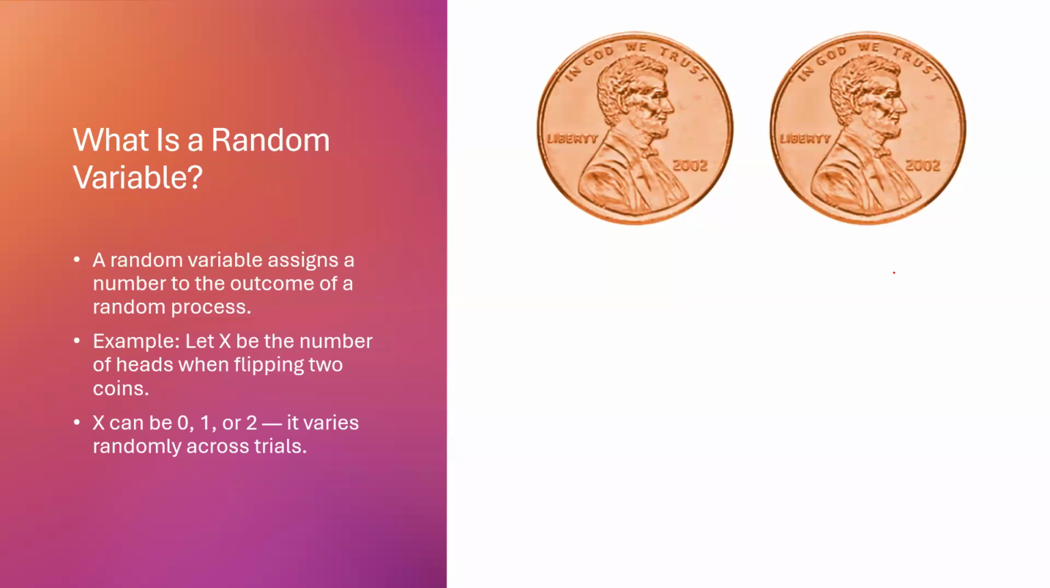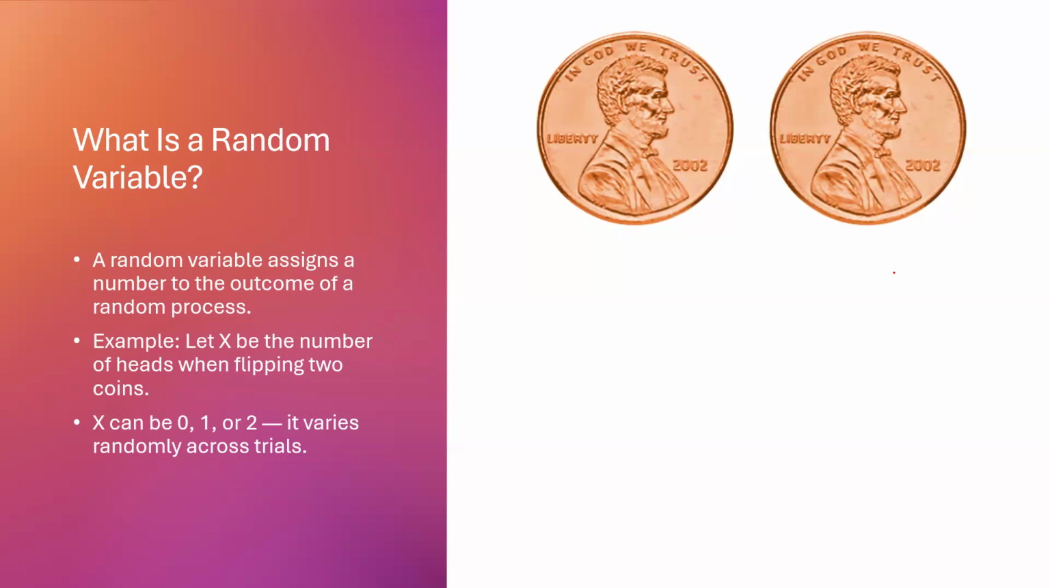A random variable is just a numerical value assigned to the outcome of a random event, like flipping a fair coin. Instead of thinking about outcomes like heads or tails, we assign numbers like 0 for tails and 1 for heads. That lets us calculate averages, variances, and more.